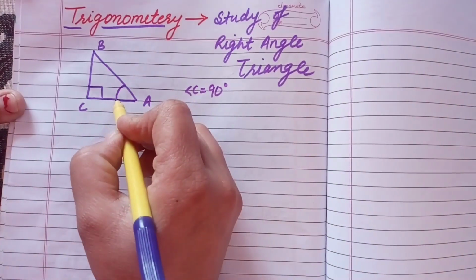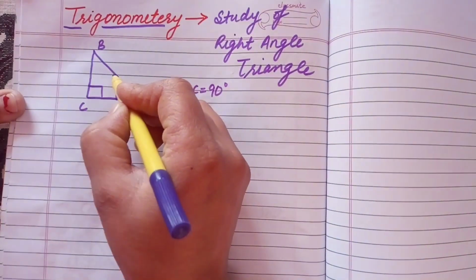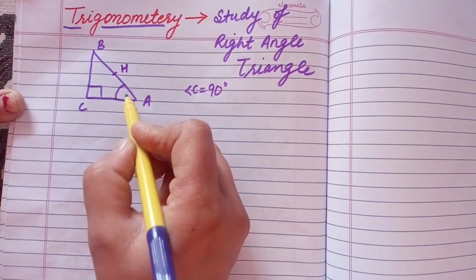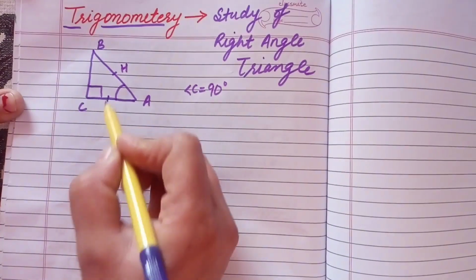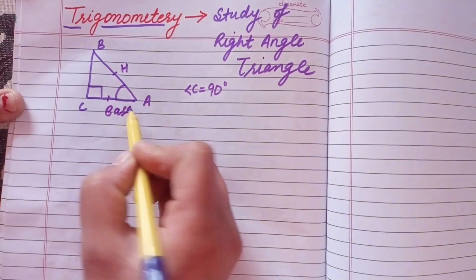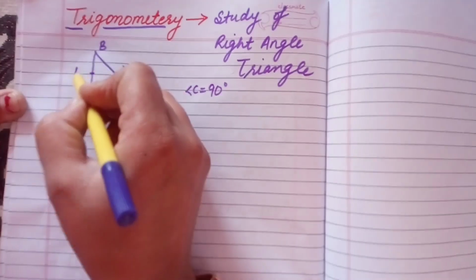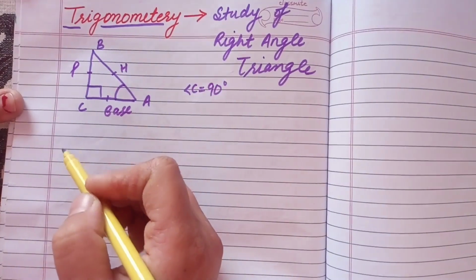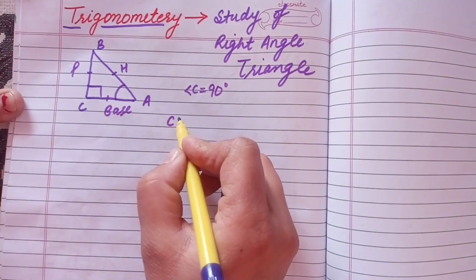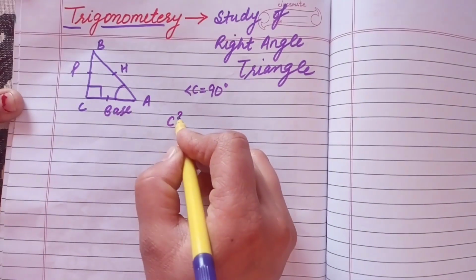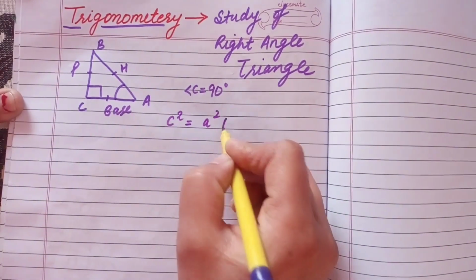If we take angle A, then opposite to the right angle is the hypotenuse, and these two are the adjacent sides of angle A. This one is fixed, so this is the base, and opposite to this angle is the perpendicular, right? When we talk about a right angle triangle, we know the Pythagoras theorem, that c square is equal to a square plus b square.